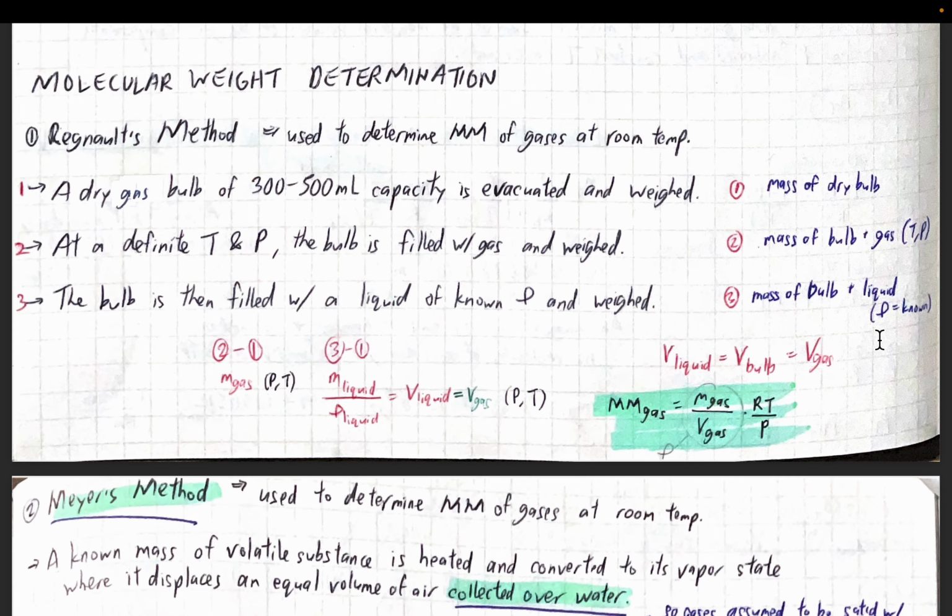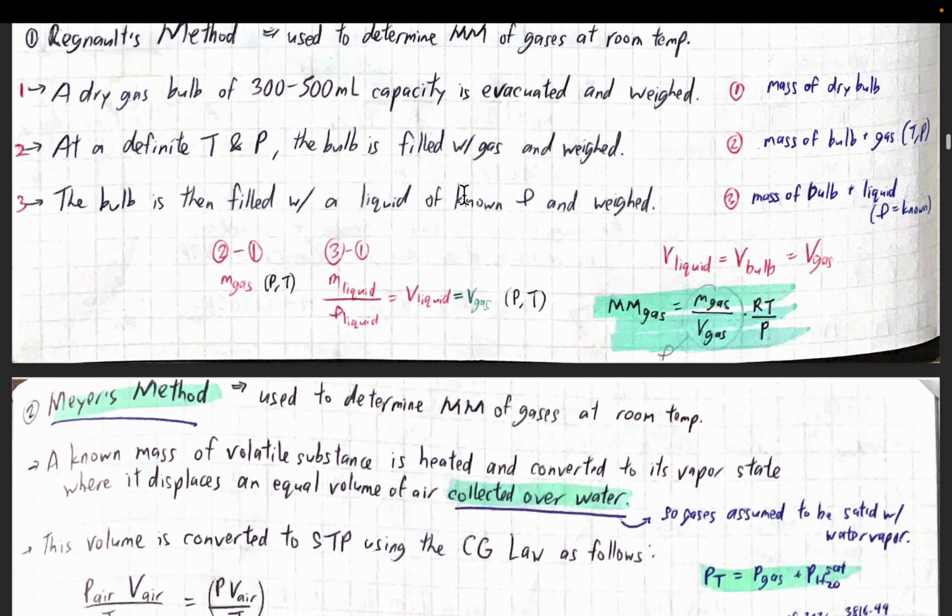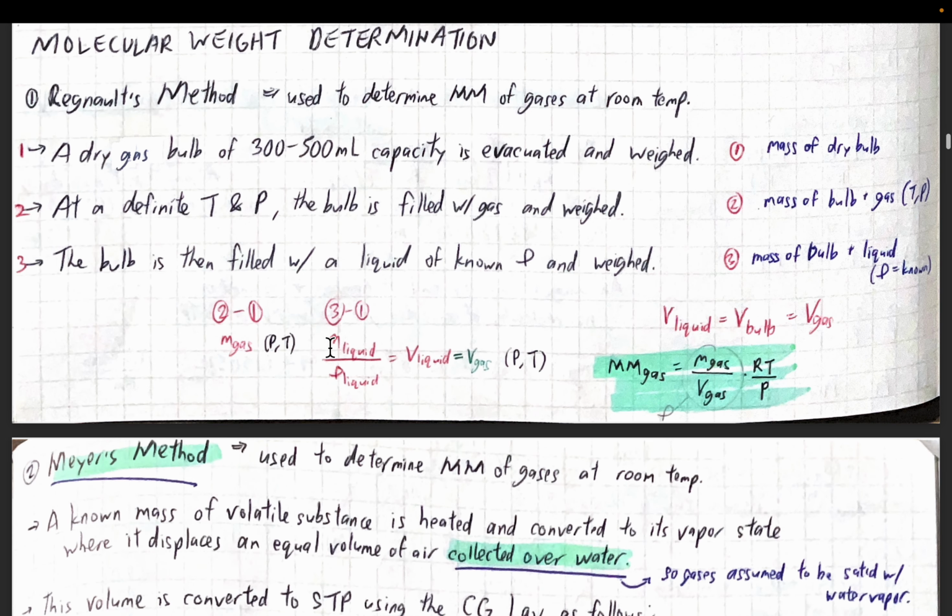This symbol, that's rho. Okay. At this point, it's important that you know the symbol. Okay, so an example problem is this. A dry gas bulb of 300 to 500 ml capacity is evacuated and weighed. At a definite temperature and pressure, the bulb is filled with gas and weighed. And the bulb is then filled with a liquid of known density and weight. So typically this is what you will read in the problem, no? So what do we have here?